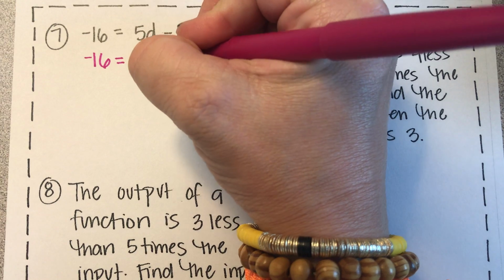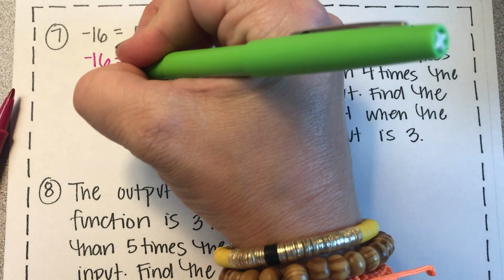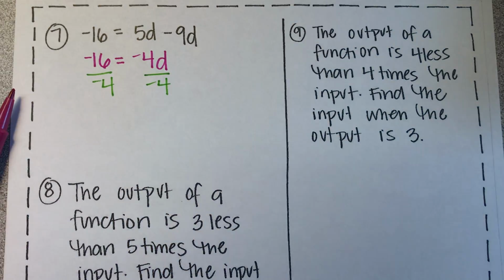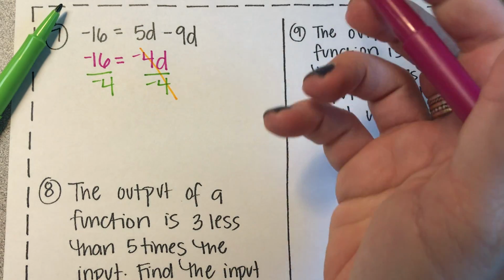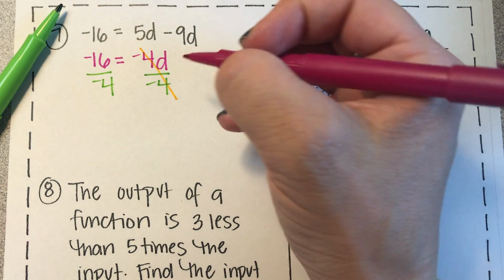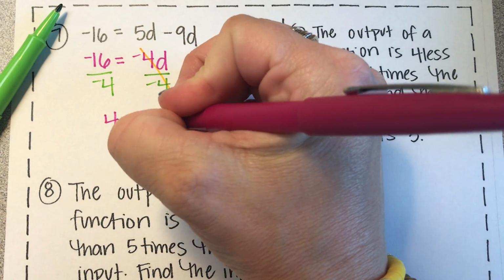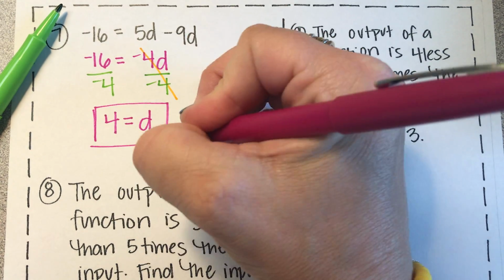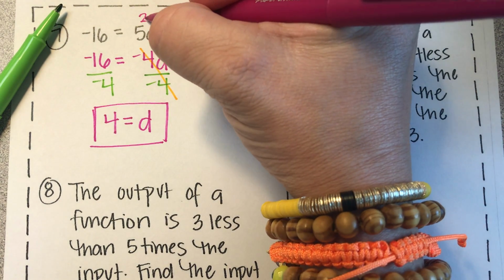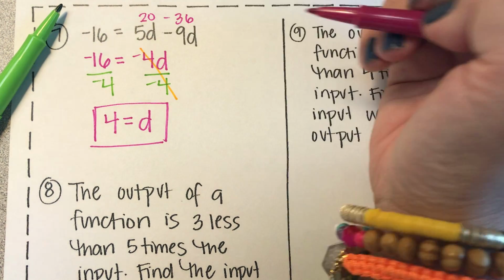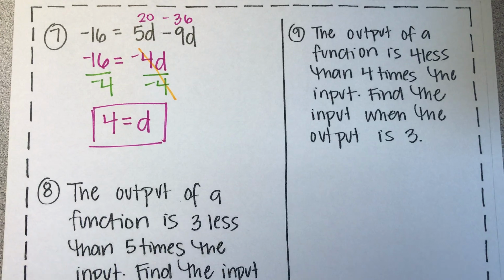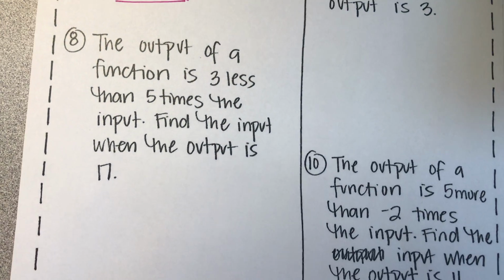That's negative 4D. So now I'm going to divide both sides by negative 4. This cancels. Negative 16 divided by negative 4 is positive 4. So 4 equals D. So let's double check. That would be 20 minus 36. And that's negative 16.